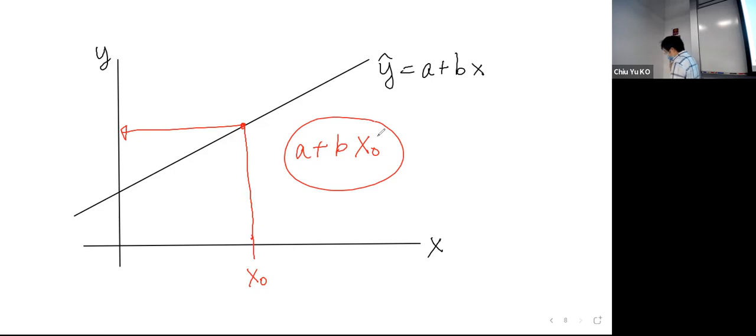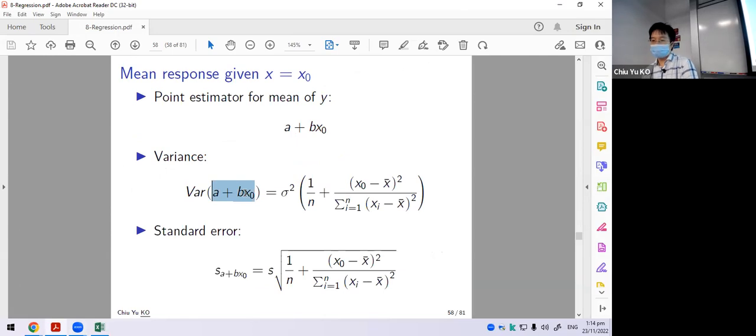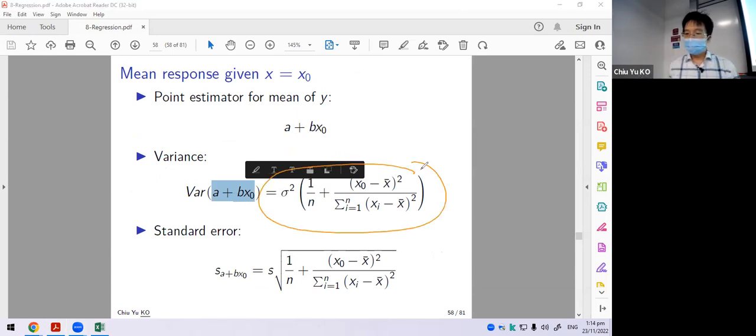And what we want to know further is the interval estimate. We have this model, which gives us the point estimate. We want to construct an interval estimate. How do we do that? It's very simple. We need to know the variance of this, and the variance will be related to this expression.